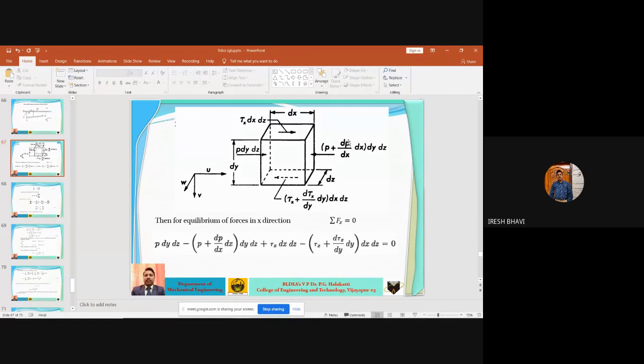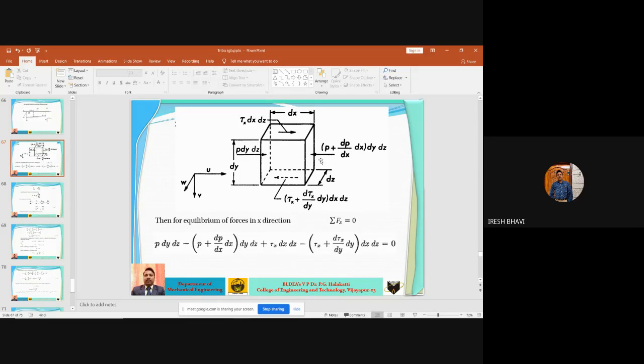So dP by dx is change in pressure due to unit change in x into total x distance, that is dx. This is the pressure into what is its area again? Dy into dz. The area on which this pressure is acting is dy into dz. Is it clear now? This is the pressure force acting in the x direction.